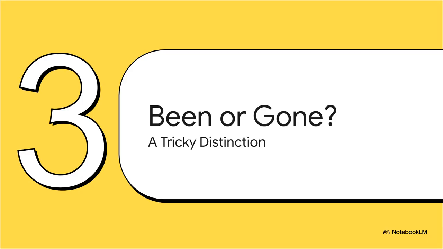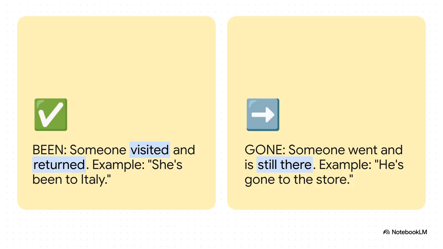Now let's tackle a special case that trips up so many people, but it's actually super simple once you get the logic. Let's talk about the difference between been and gone. The only question you need to ask is, where are they right now? If someone has been somewhere, like in she's been to Italy, it means they went and they came back. The trip is a completed experience in their life. But if someone has gone somewhere, like he's gone to the store, it means he's not here. He's still there. So been means they've returned, gone means they're still away.